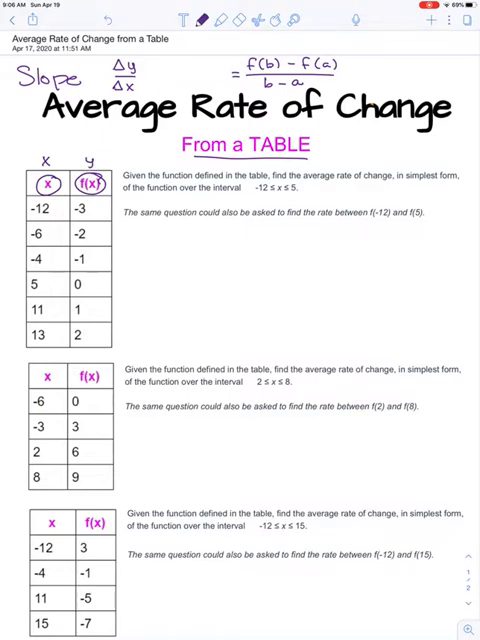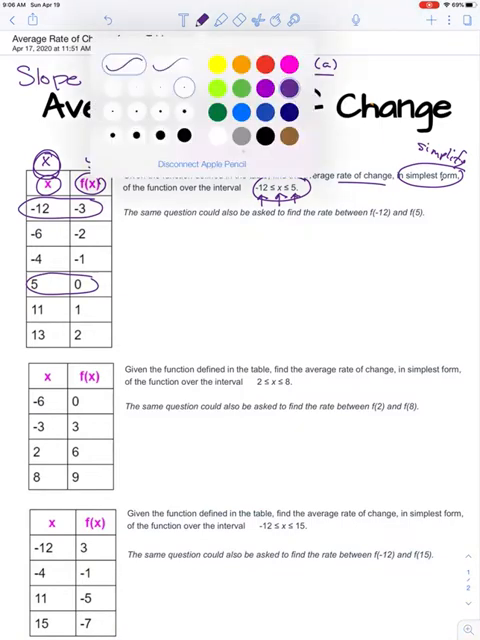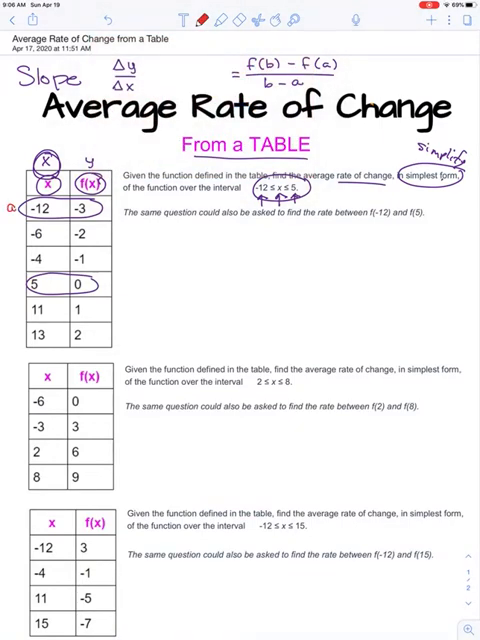So given the function defined in the table, find the average rate of change in simplest form, remember that means simplify, of the function over the interval. Now this is where we might get confused. Okay, so we have variable x, so we're going to look at our x's. We want negative 12, so here's our first point we're going to look at, and then we want 5. So here's our second point we're going to look at. The other thing I like to do is label this. This is my A, this is my B. So if that's my A, that means this is f of A, and this one's f of B. That way you can see exactly what to sub in where.